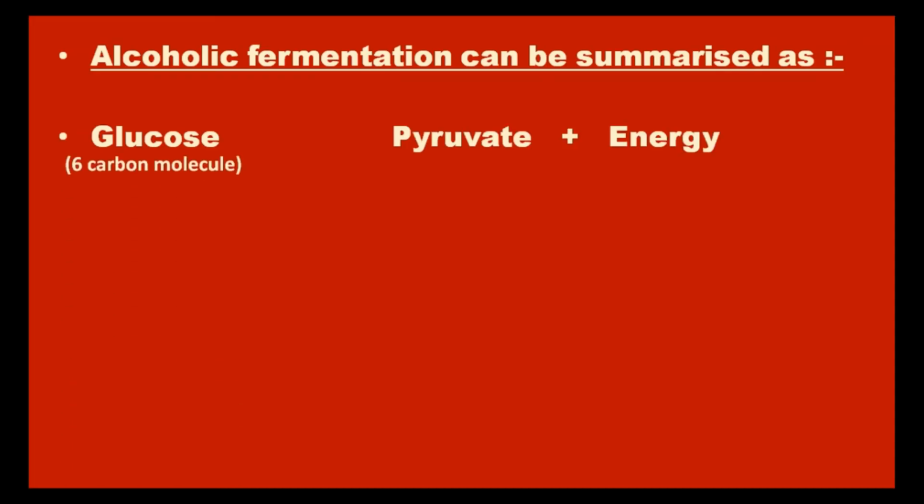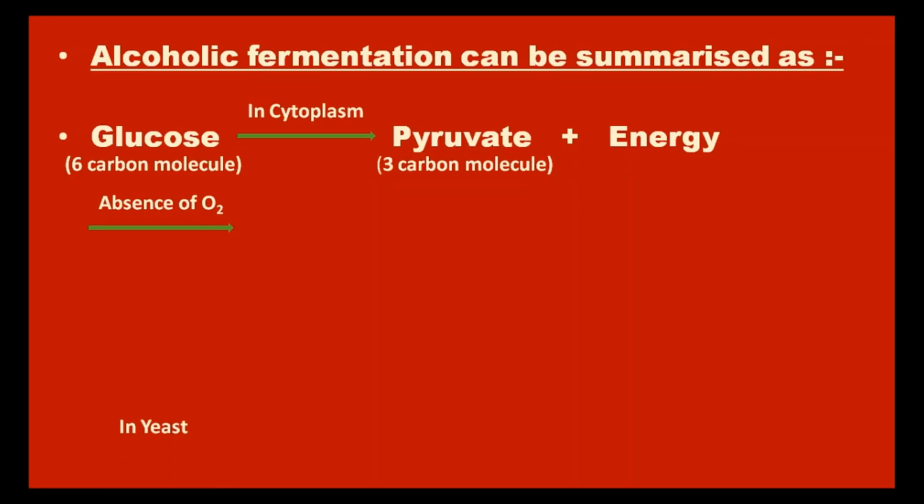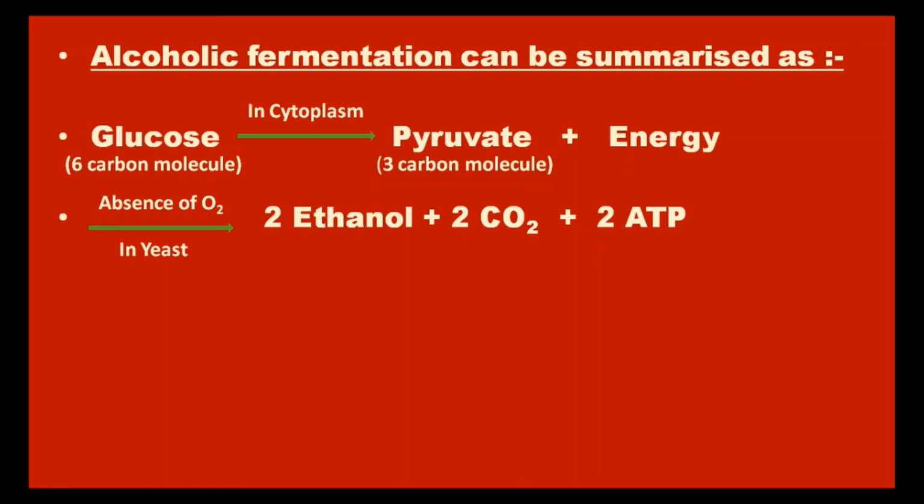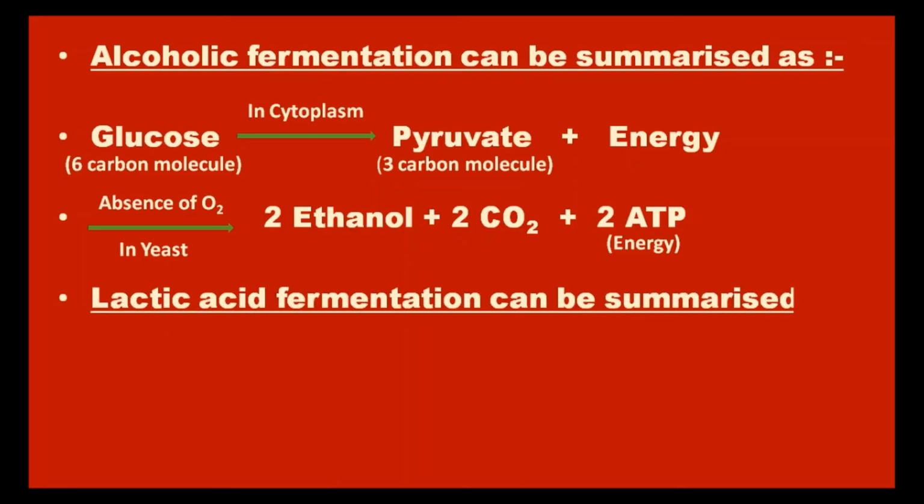Alcoholic fermentation can be summarized as: 6 carbon molecules of glucose in cytoplasm break down into 3 carbon molecules of pyruvate plus energy is released. Glucose in the absence of oxygen in yeast breaks down into 2 molecules of ethanol, 2 carbon dioxide molecules and 2 ATP. Energy is released. ATP stands for adenosine triphosphate.